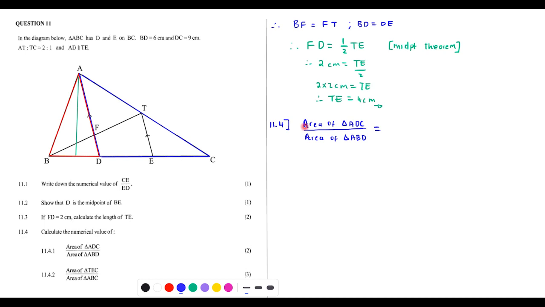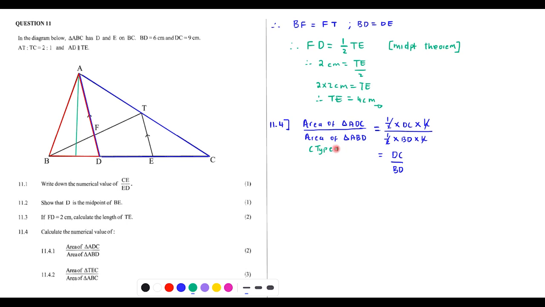So what does this mean? If I'm calculating the area of triangle ADC, I'm going to use half times base. The base is going to be DC times height, I'll just call it H, over, and when I'm doing ABD, it's going to be half times the base BD times the same height, which is H. Cancel both, and you get DC over BD. Hence we call it the ratio of their bases. This is what type 1 is about. That is the type 1 area ratios.